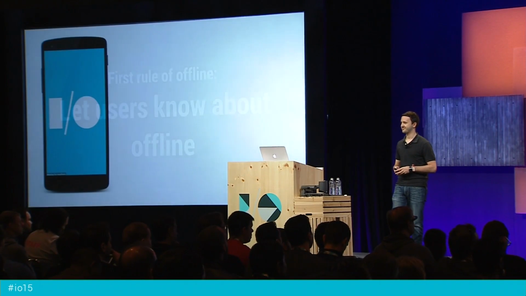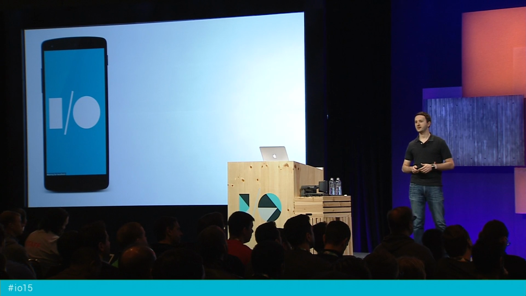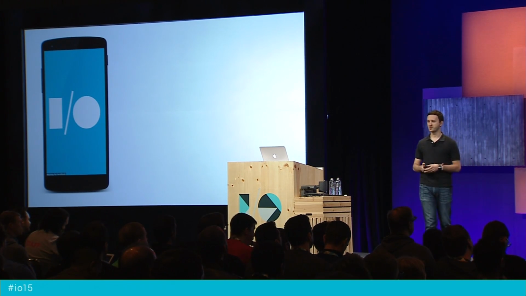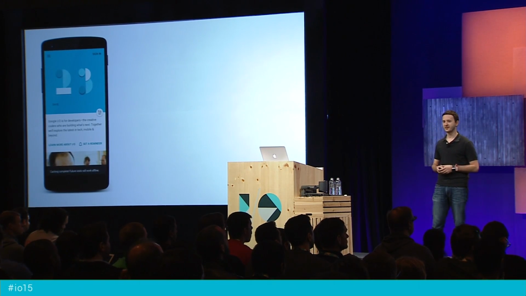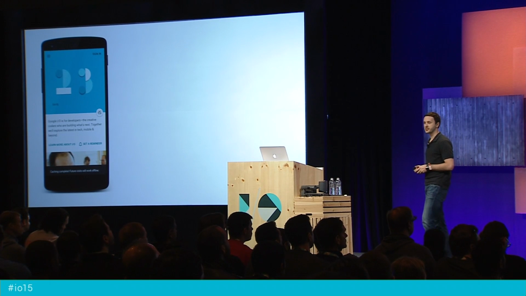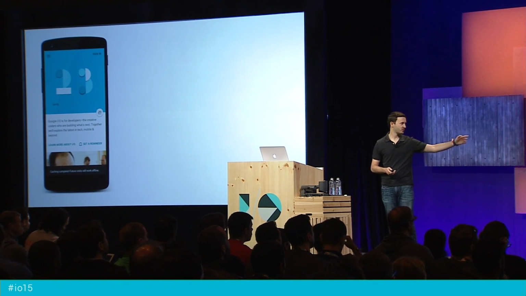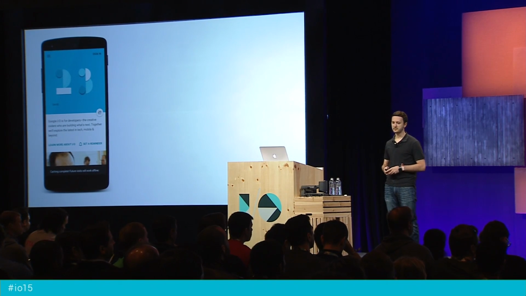So first rule of Service Worker, you have to let people know about Service Worker. And what I mean by that is that offline is totally new. People don't expect apps to work offline. So if you load our app for the first time, we actually tell you that. We want you to know as a user that this thing is going to work. So we show a little toast that says, future visits will work offline.